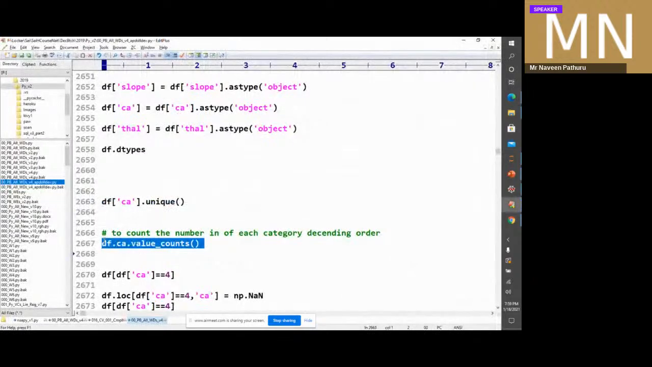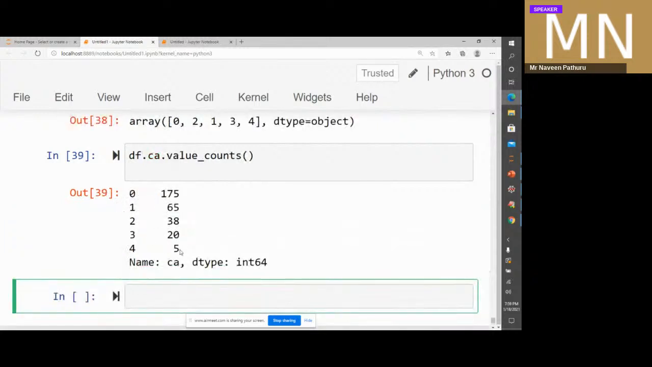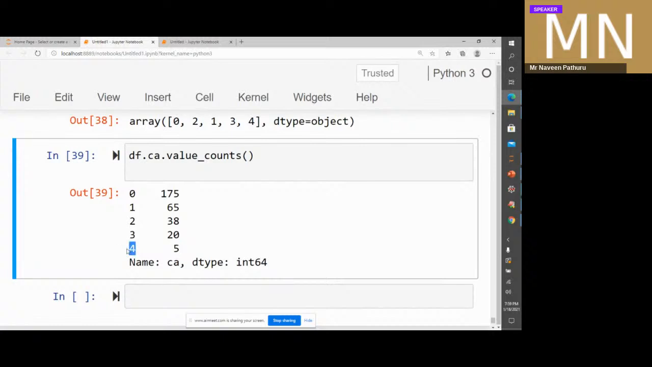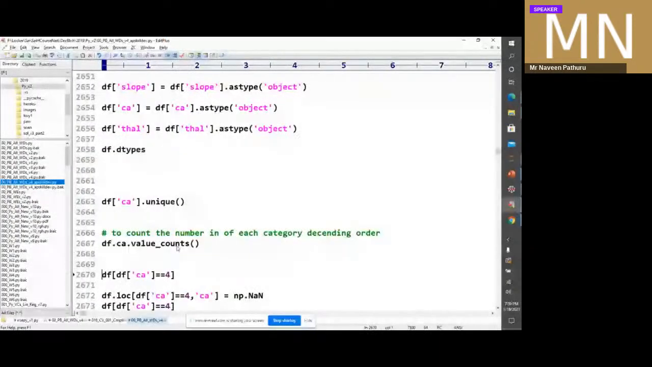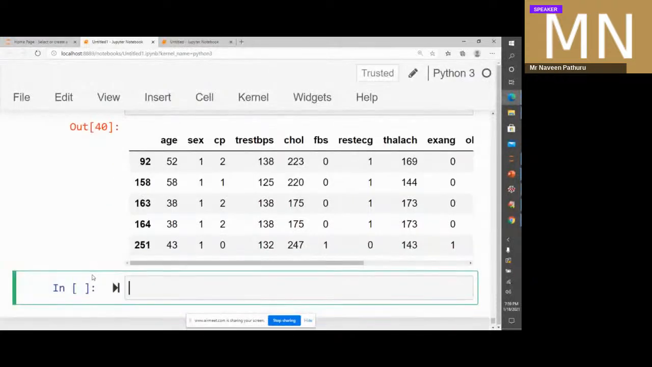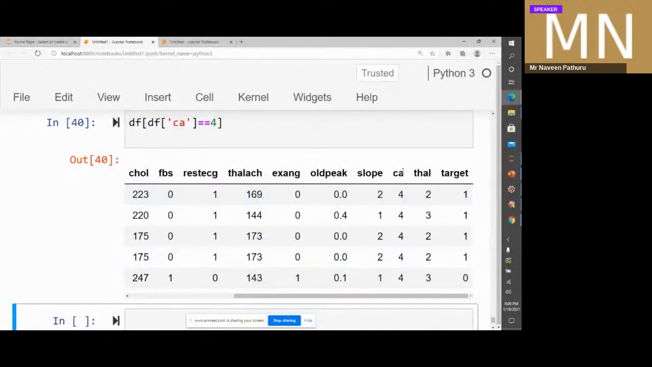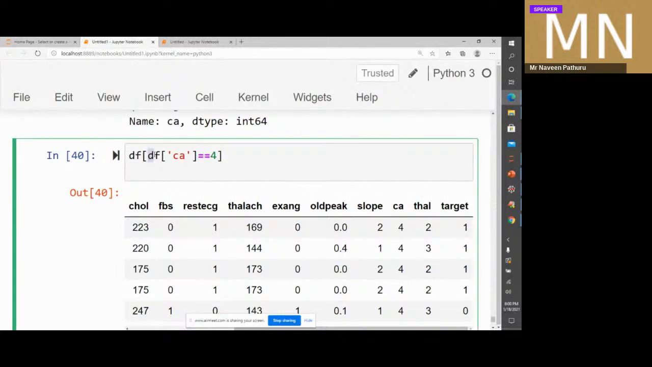Okay, so if you say value counts, what will it do? It will tell you there are 5 rows which have a value of 4. The count is 5 and the value is 4. Rest of them seem to be okay, but this seems to be corrupted data or bad data. So what we will do is put a filter, look at all the rows, and we are looking at CA. If you scroll here, there is CA 4, 4, 4. This is a filter. We're asking the data frame, give me all the rows where this value is equal to 4.